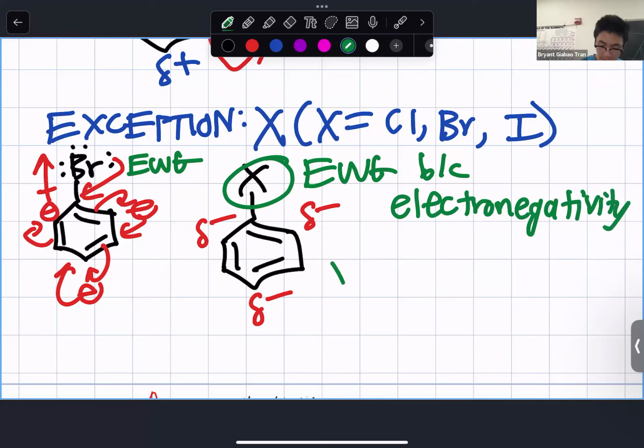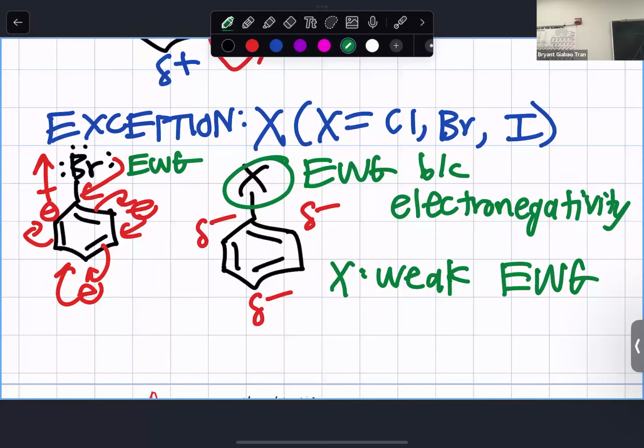But halogens are relatively weak EWGs. They're one of the weakest EWGs. Even though they are EWG, they are not meta directors because they have pairs of electrons that can donate into the ring, giving that ring negative charges on the ortho and para positions. So that's the exception, right? But every other EDG is an ortho para director. Every other EWG is a meta director. The only weird case is this halogen here. This halogen is an EWG, but not a meta director. It's an ortho para director because it can do resonance.